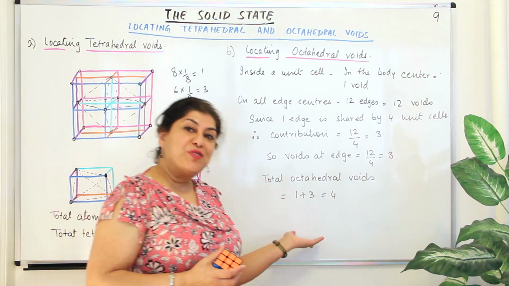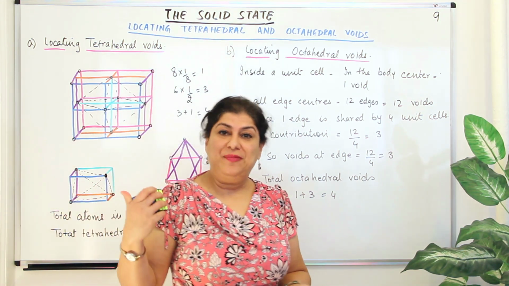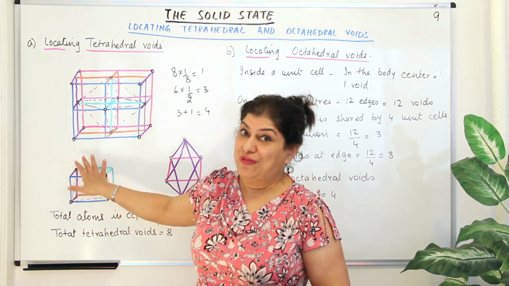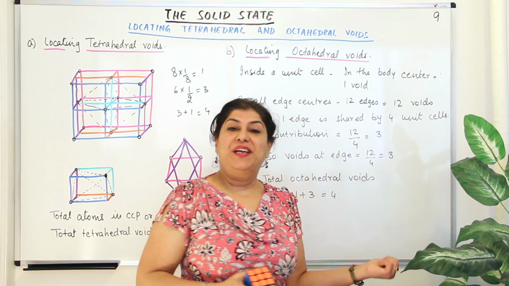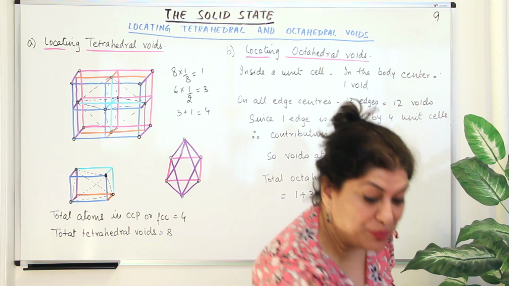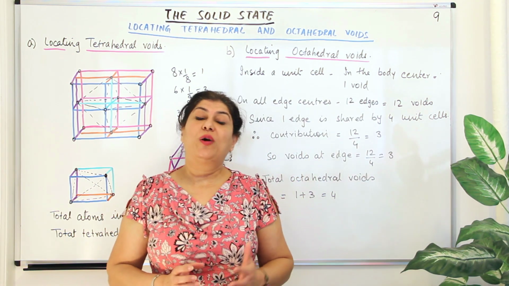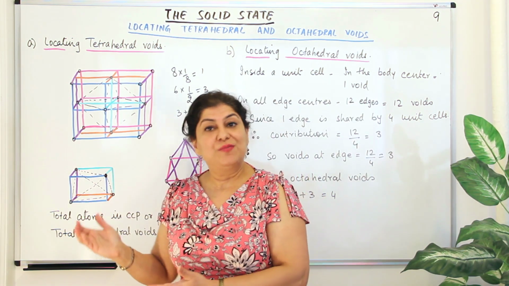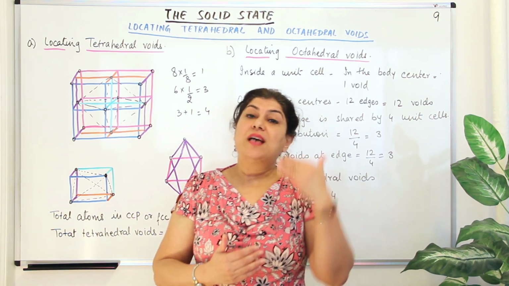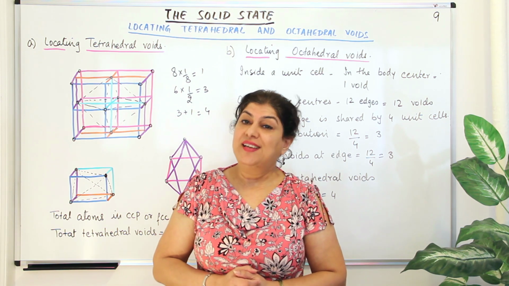And how many atoms did we have in the unit cell? The number of atoms in a face-centered cubic unit cell is also 4. And the number of octahedral voids is also 4. So this verifies the statement that the number of octahedral voids is equal to the number of atoms in the crystal lattice, and the number of tetrahedral voids is double the number of atoms in the lattice.